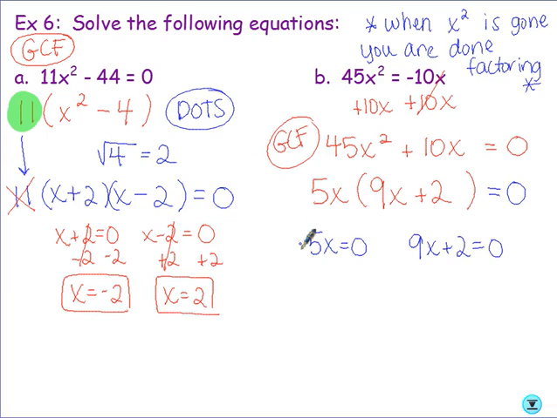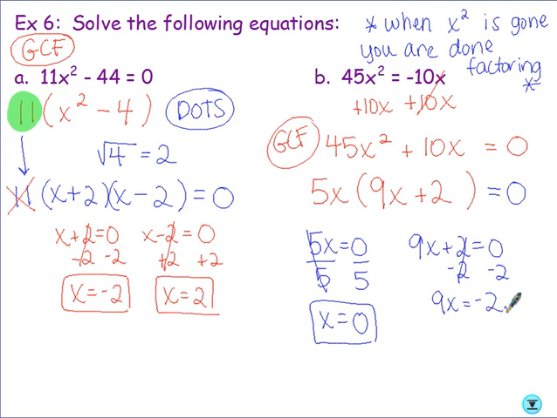Now, I need to solve this. The only thing I need to get rid of is the 5. I'm going to divide by 5. I get x equals 0 divided by anything is 0. Over here, subtract 2 from both sides. We are left with 9x equals negative 2. Divide by 9.